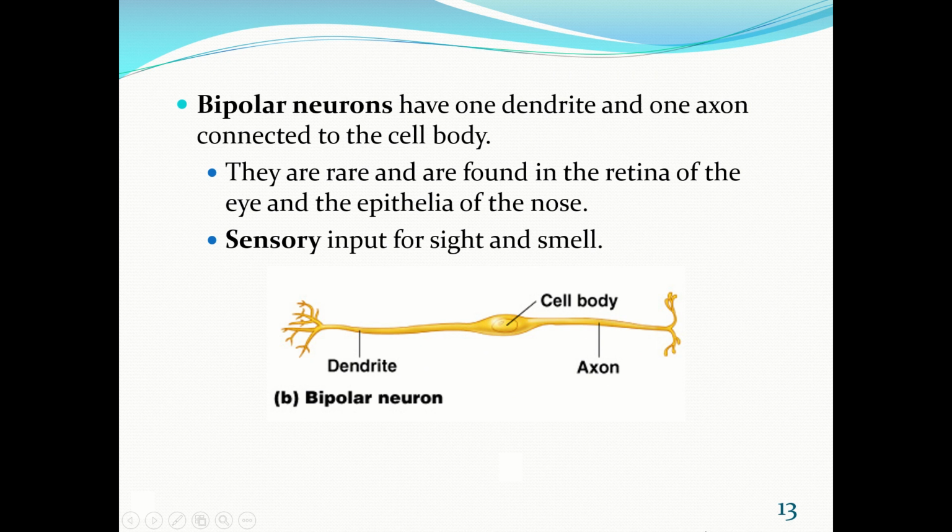Bipolar neurons have one dendrite and one axon connected to the cell body, and they are rare and are found in the retina of the eyes and the epithelia of the nose. So even though they're rare, they're extremely important because they provide the sensory input for sight and smell. So here we can see the dendrites with the receptors that would be found within the retina traveling towards that cell body. And then the axon with the axon terminals will be then synapsing in ganglia and in the optic nerve of the brain, basically.